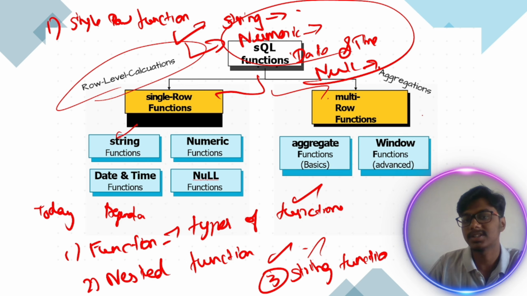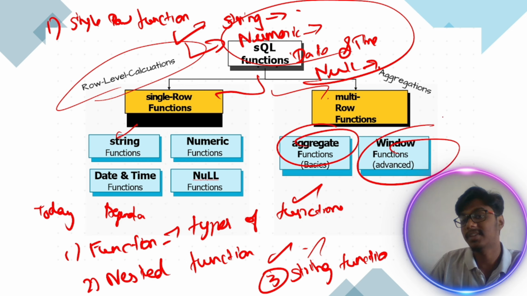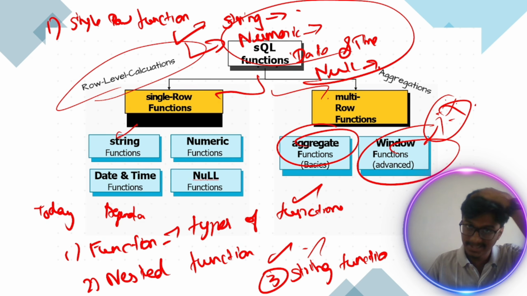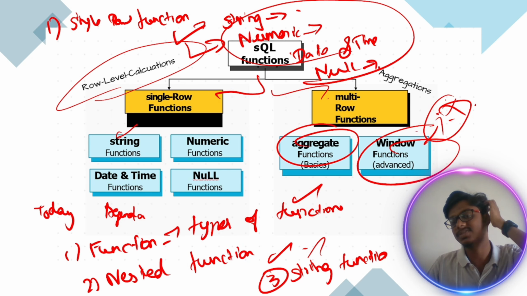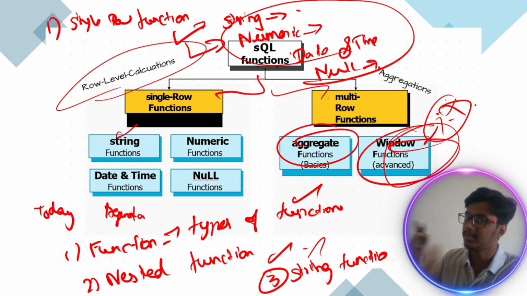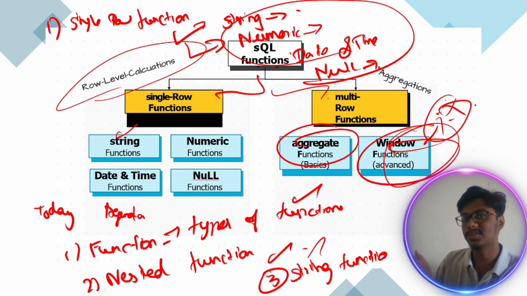In the multi-row functions, we are going to discuss the aggregate functions and the window functions. These are very important concepts. Most of the time, in interviews for data analyst, data scientist, and data engineering roles, window functions are very important. So don't worry about it. I have prepared a dedicated tutorial on window functions later.